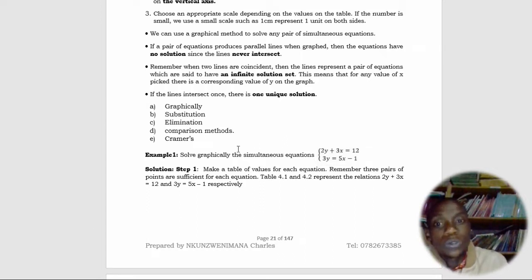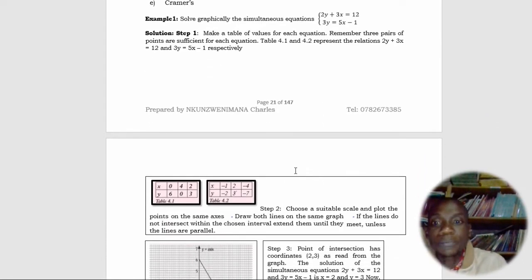And if we are going to use the graphical method, remember that first we have to make a table of values. To make a table of values, take one value of x, then find the dependent variable, which is y. You may take any value you want, maybe 0, 1, 2, 3, or another one. But here, for example, we take x equals 0.